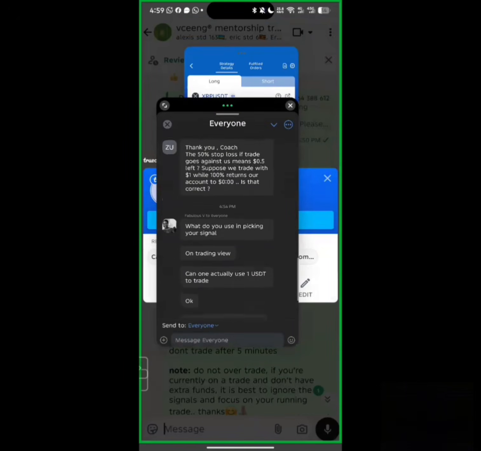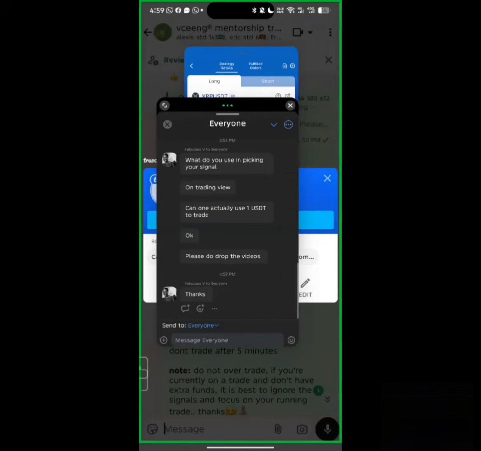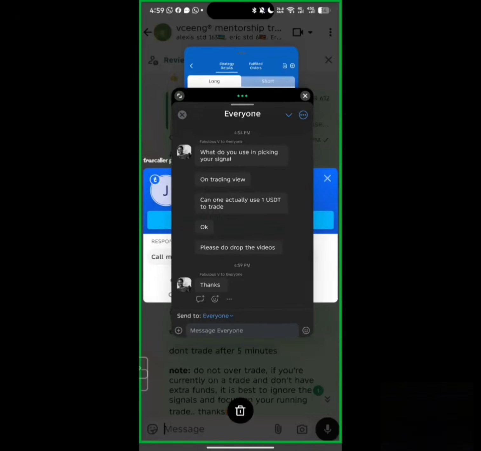Okay, I see. Fabulous goes ahead to ask, can one actually use $1 to trade? No, no, no. The minimum amount for most, yes, you can use $1 to trade if you are leveraging. If you are leveraging, yes, you can use $1. Of course, you can use $1.